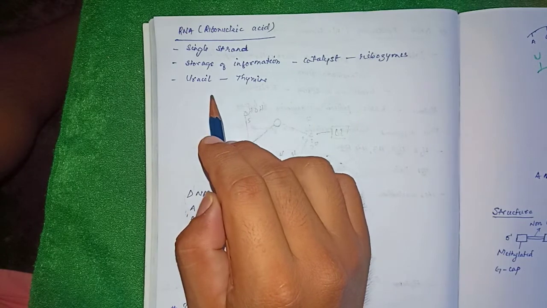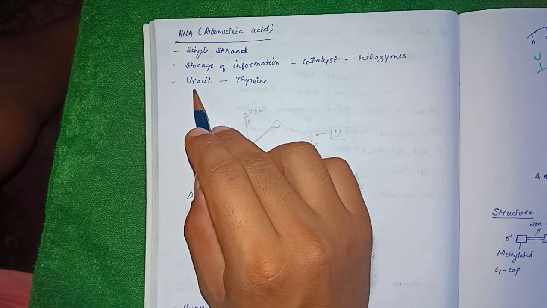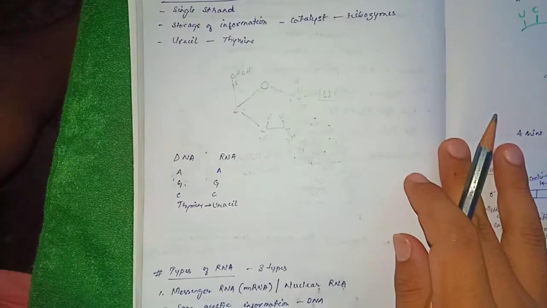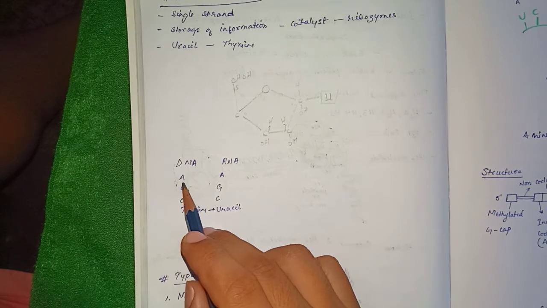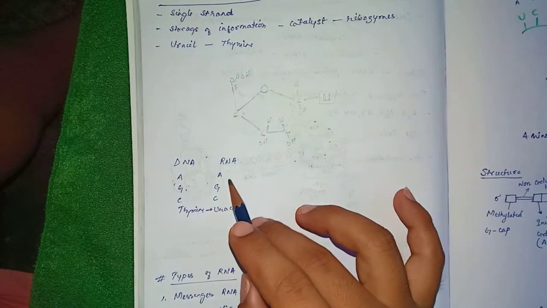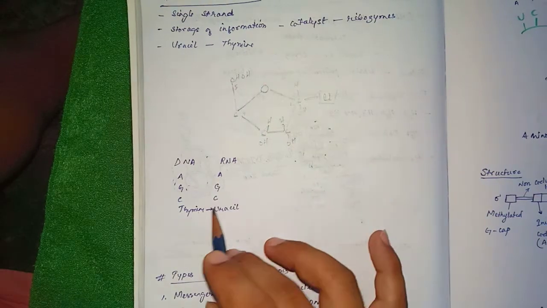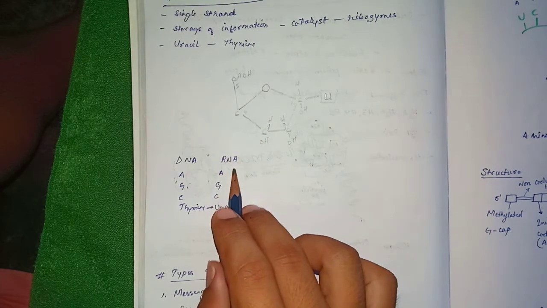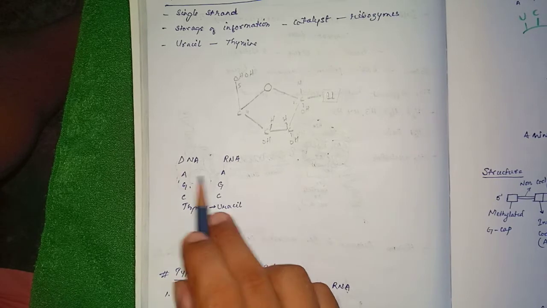In case of RNA, the nitrogenous base thymine is replaced by uracil. So in RNA, thymine is not found, but instead uracil is found. In DNA, the nitrogenous bases are adenine, guanine, cytosine, and thymine. In case of RNA, it will be the same for these three, that is adenine, guanine, and cytosine, but instead of thymine, as in case of DNA, it will be uracil in case of RNA. So this is the difference between DNA and RNA.